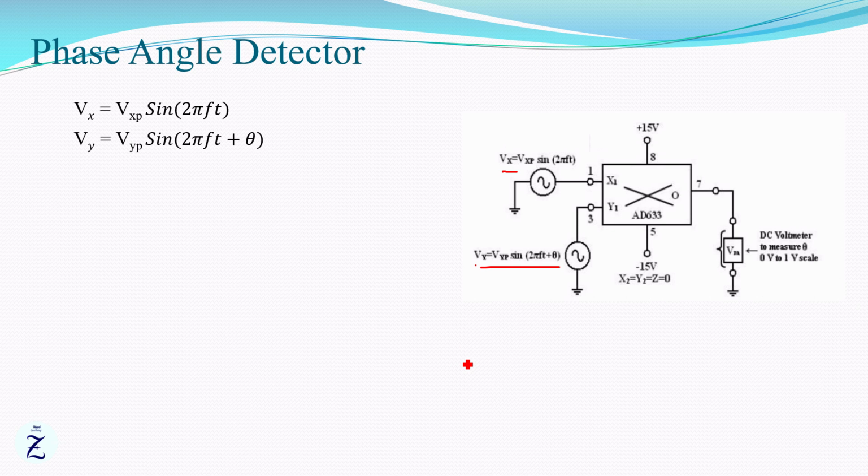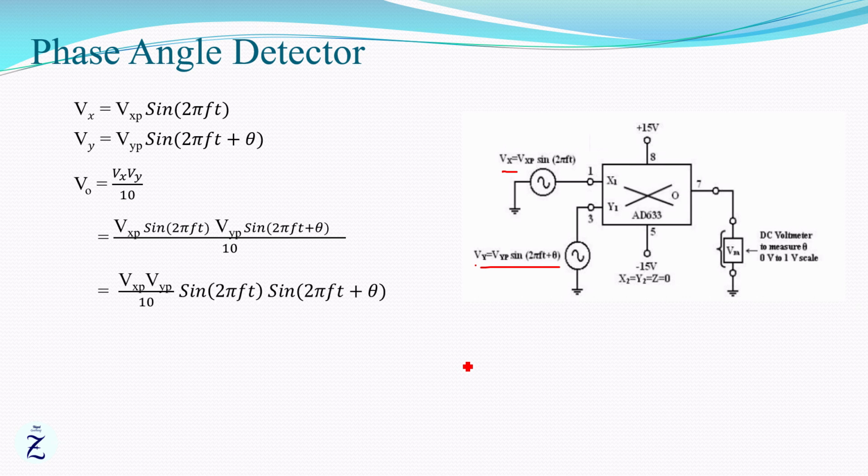Here V0 is equal to Vx into Vy divided by 10. Applying the values of Vx and Vy, we get V out is equal to Vxp into sine 2 pi ft into Vyp into sine of 2 pi ft plus theta, whole divided by 10, which will be equal to Vxp into Vyp divided by 10 into sine 2 pi ft into sine of 2 pi ft plus theta.